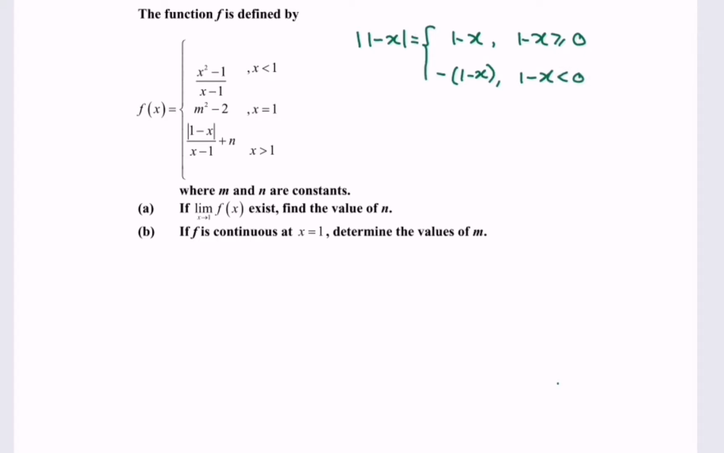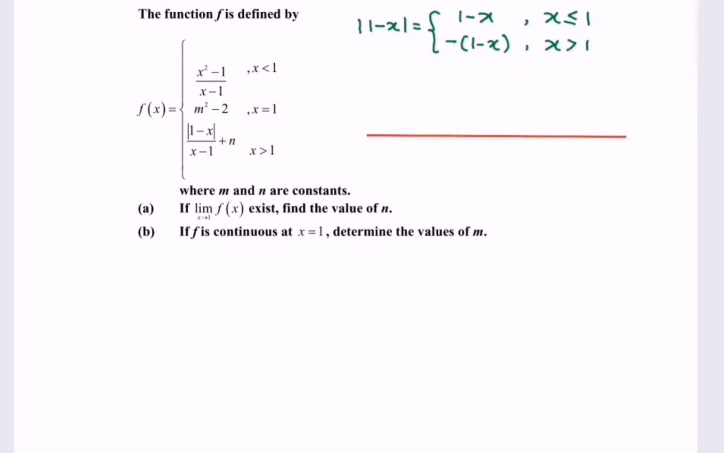Kindly simplify the situation where we have the modulus of 1 minus x, which is 1 minus x for the domain x less than or equal to 1. Next, we have negative bracket 1 minus x, and we have the domain x greater than 1. So that is the definition for the modulus of 1 minus x. Next, I wish to express or illustrate the situation on a real number line.